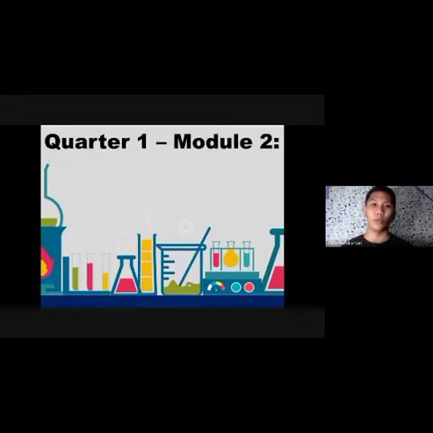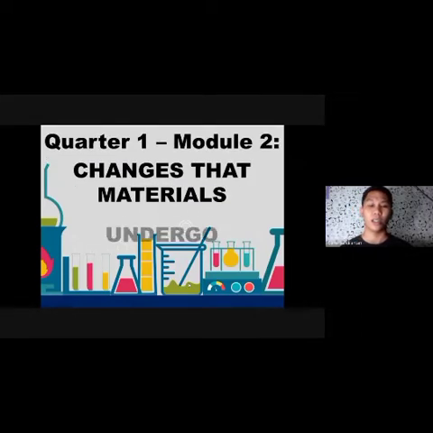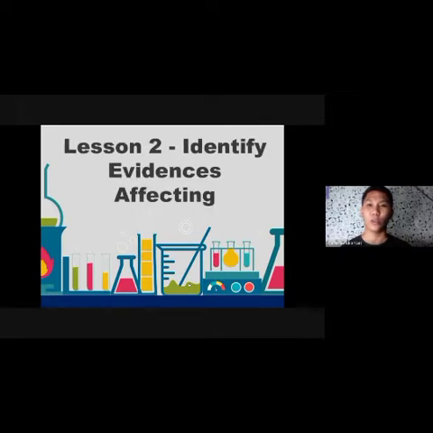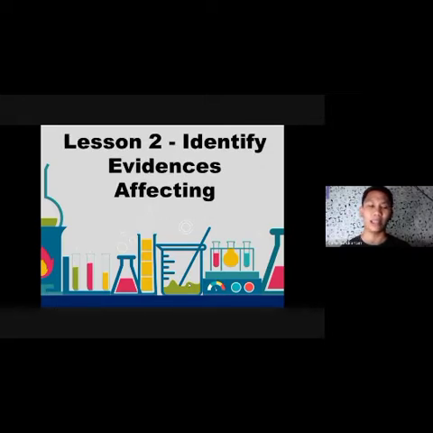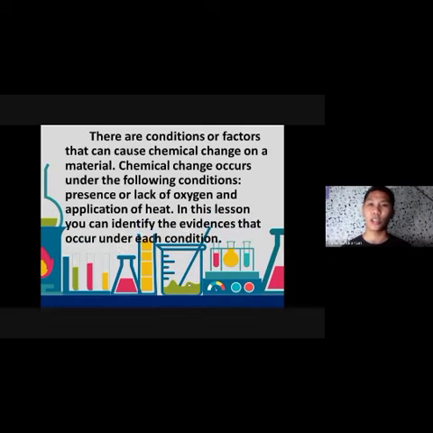Quarter 2, Module 2, that is changes that materials undergo, and Lesson 2, identifying evidences affecting chemical change. So there are conditions or factors that can cause chemical change on the material. Of course, earlier we already discussed it in the previous meeting that we had in your lesson one. So we already differentiated what is chemical change and what is physical change. We also defined chemical change, right?